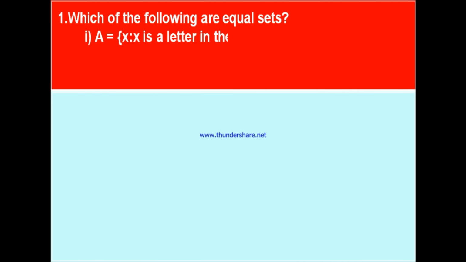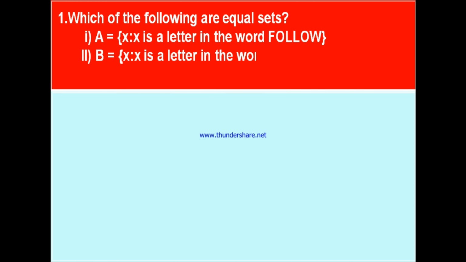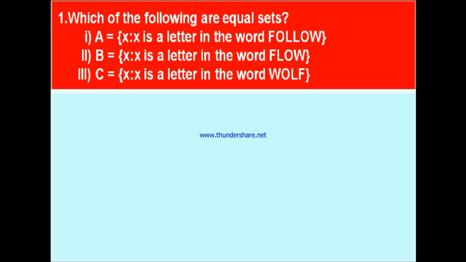A is equal to the set of x such that x is a letter in the word follow, and B is equal to the set of x such that x is a letter in the word flow, and C is equal to the set of x such that x is a letter in the word wolf. I shall repeat. Which of the following are equal sets?